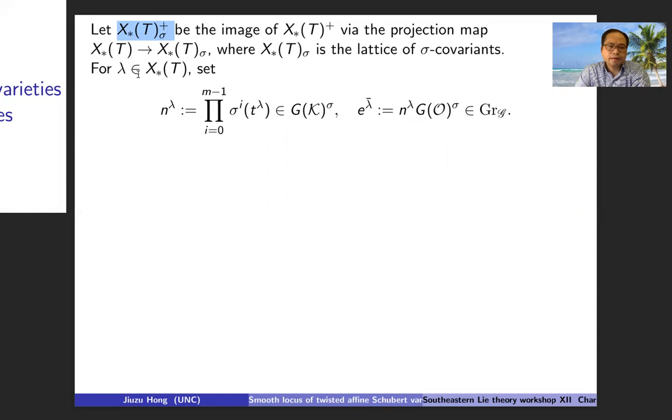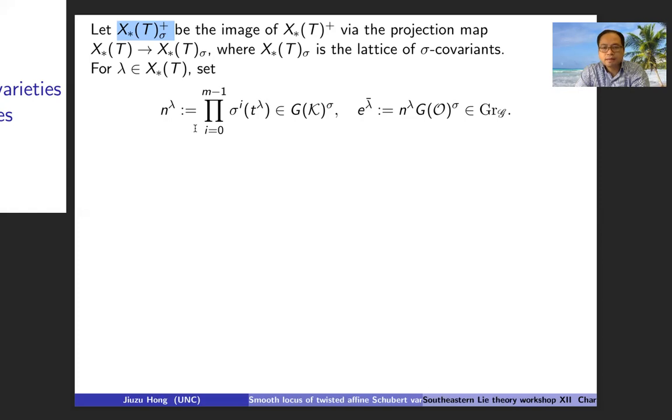For any coweight lambda, as I already explained in the very beginning, we have this t to the lambda, a point in G(K). Now I want to cook up a sigma invariant element in G(K). I want to land here, so we can take the so-called norm of t to the lambda. You take sigma to the i acting on t to the lambda and then take their product. So this is the norm map, the norm of t to the lambda. After you do this, it will land in G(K) sigma.